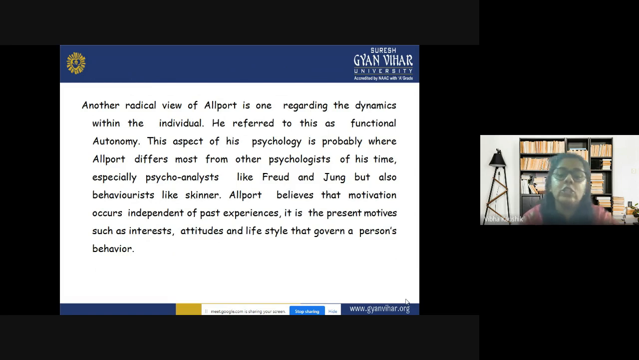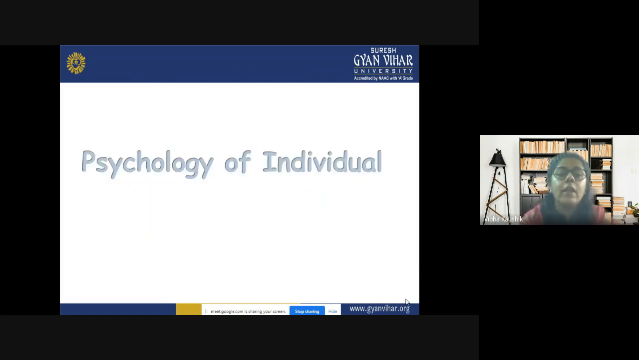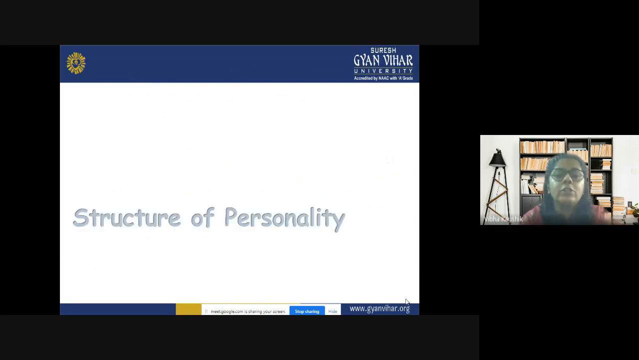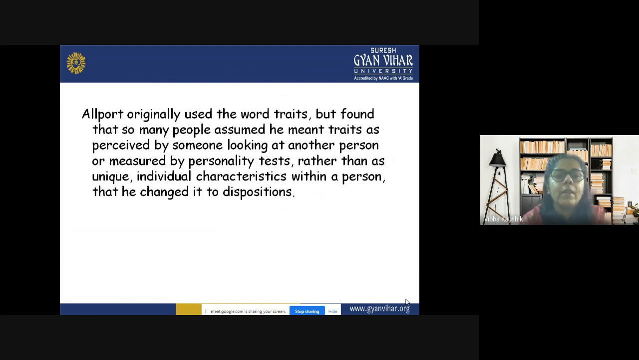Now, psychology of individual, structure of personality. Allport originally used the word trait but found that so many people assumed he meant trait as perceived by someone looking at another person.